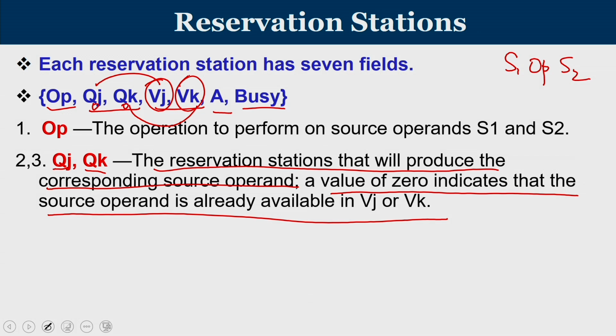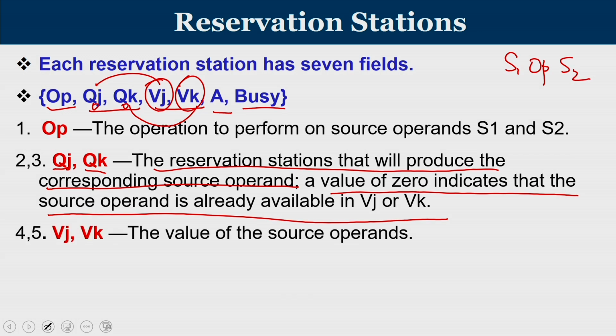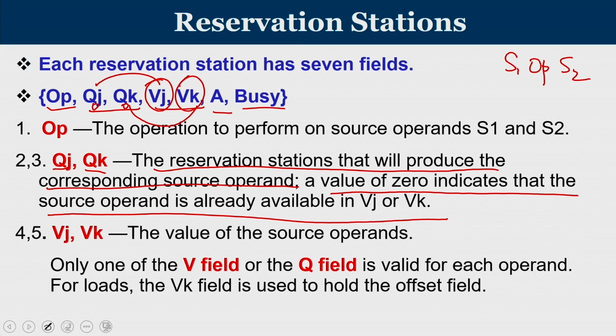So, Vj and Vk are populated by taking the value directly from the register file. If Qj and Qk contain a non-zero value, then Vj and Vk are not used at all, because Qj and Qk will tell you the functional units that will produce the result. So, Vj and Vk are the values of the source operands taken from the register file. Only one of the V field or Q field is valid for each operand. So, if Qj is valid, then Vj is not valid. Similarly, if Qk is valid, then Vk is not valid, and vice versa. And for loads, the Vk field is used to hold the offset field.